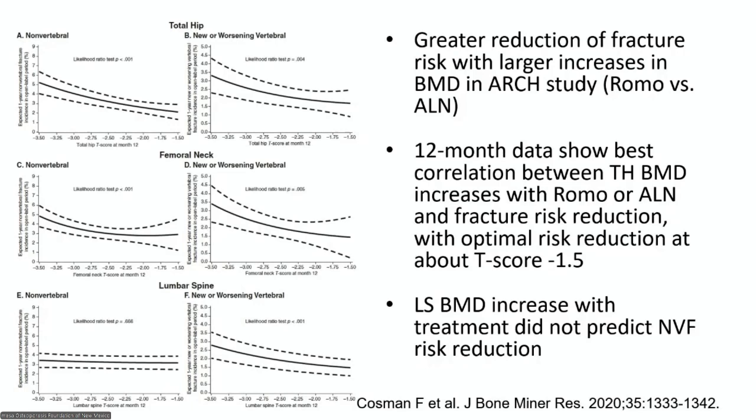The lumbar spine BMD increase with treatment in these studies did not predict non-vertebral fracture risk reduction. So if you're choosing a skeletal site to monitor and to use as a treatment target, this suggests that the hip might be better than the spine.